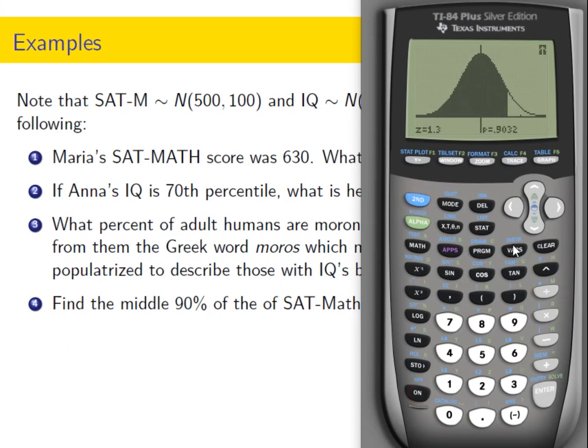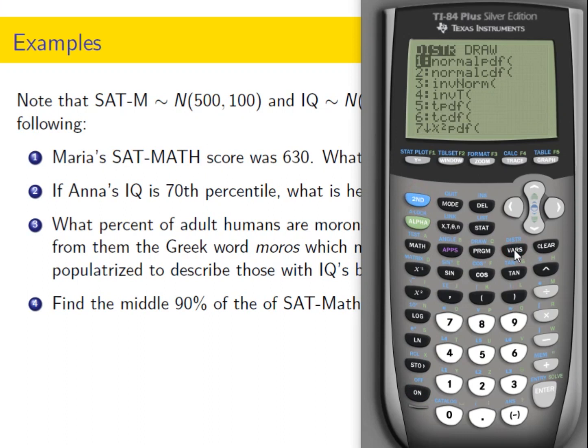Second vars. The vars key right here has distributions. And so there are several different really helpful functions here. We're going to use option number 3, inverse norm. And we're going to go inverse norm of 0.7.